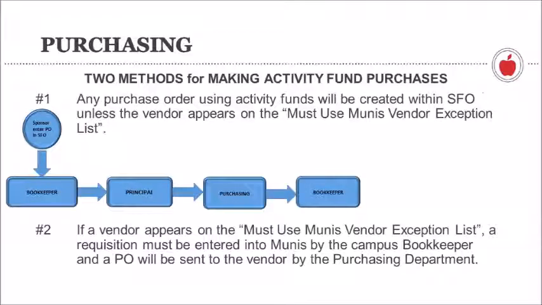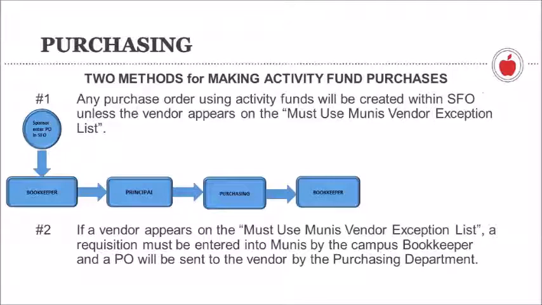There are two methods of placing a purchase order when spending from activity funds. First, any purchase order using activity funds will be created within SFO unless the vendor appears on the must-use Munis vendor exception list. This list is published periodically by the purchasing department and distributed to campus bookkeepers. Second, if the vendor appears on this list, the bookkeeper will create the PO within Munis.